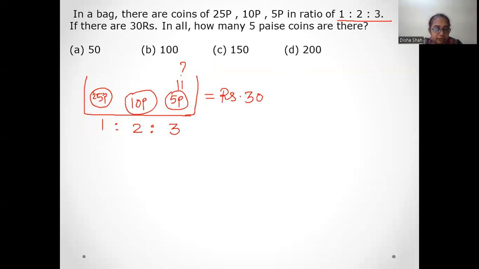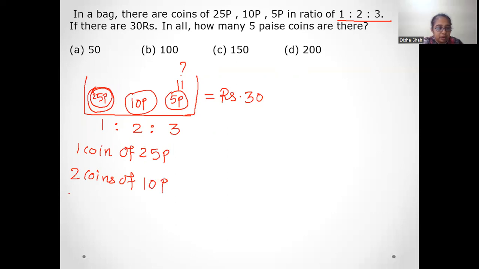इस टाइप के प्रॉब्लम के लिए क्या करेंगे? फर्स्ट वी विल अज्यूम कि भाई इस पर्टिकुलर बैग में 25 पैसे का एक ही कॉइन है। There is only one coin of 25 paisa. Then we will assume that there are two coins, और ये एक कॉइन है तो ये डेफिनेटली दो कॉइन होंगे, तो two coins of 10 paisa. And let me take three coins of 5 paisa.